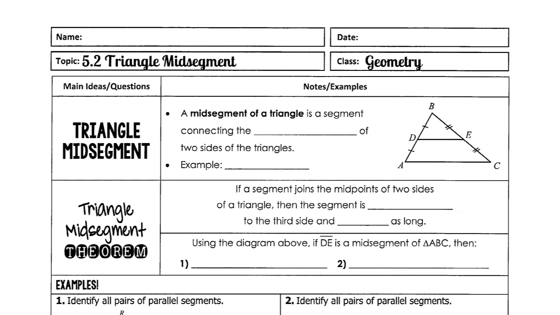Hey guys, today we're going to cover topic 5.2, triangle midsegment. A midsegment of a triangle is a segment connecting the midpoints of two sides of the triangle. So our midsegment here would be segment DE. As you can see, D is the midpoint of segment AB and E is the midpoint of segment BC. So both of those sides are getting split into two congruent segments.